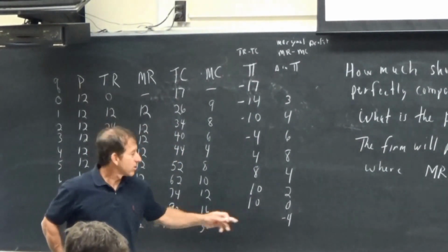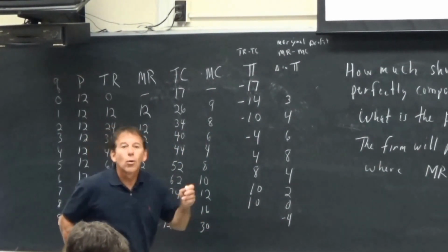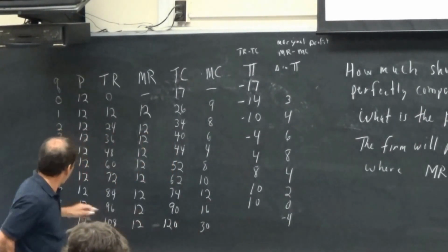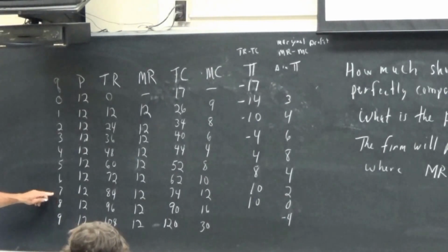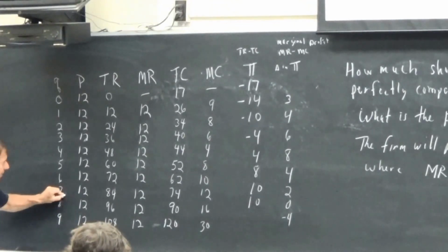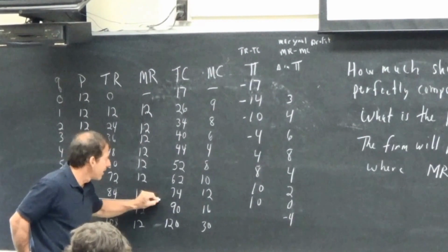They lose money, right? So should they make that exchange? No. So how much should they produce then? Should they produce this 8th unit? Yes or no? No. So that means they should stop at the 7. I'm going to kind of box that in, or attempt to.